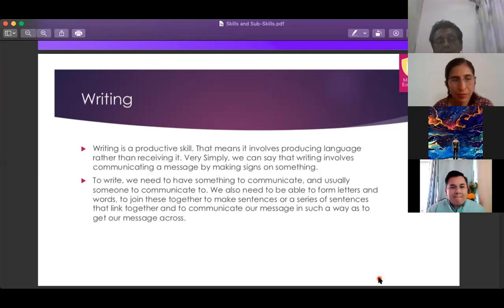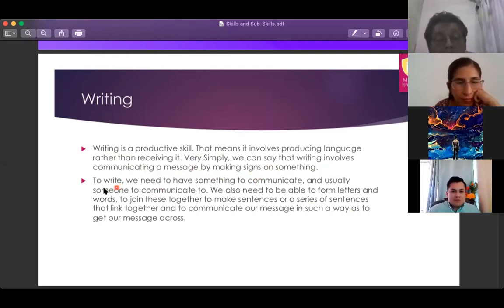All right. So we talked about reading. Now let's get on to the writing. Writing is a productive skill. That means it involves producing language rather than receiving it. Very simply, we can say that writing involves communicating a message by making signs on something. And those signs are, in our case, letters, words. To write, we need to have something to communicate and usually someone to communicate to. We also need to be able to form letters and words and join these together to make sentences or a series of sentences that link together and communicate our message in such a way as to get our message across.